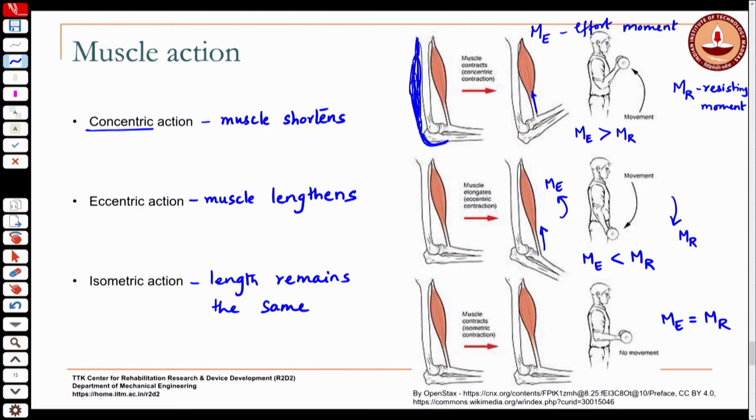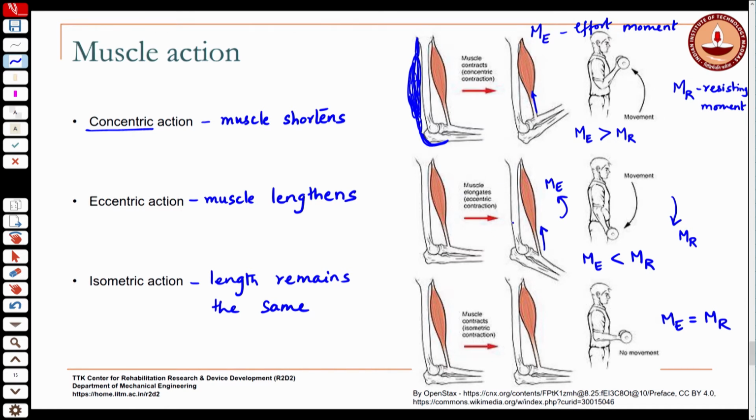It may not activate because of that. So it could be a passive lengthening, or sometimes in many cases when you want to slow down. So here essentially this muscle is relaxing to allow this other muscle to contract.